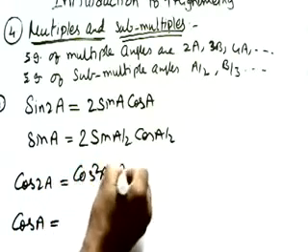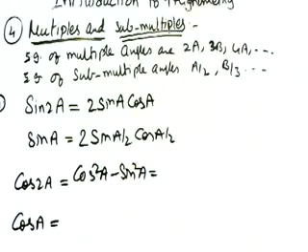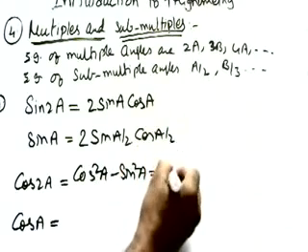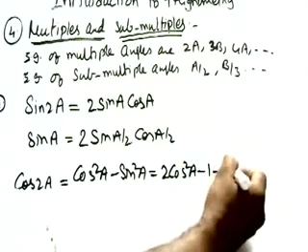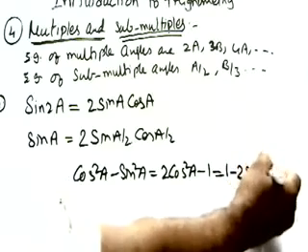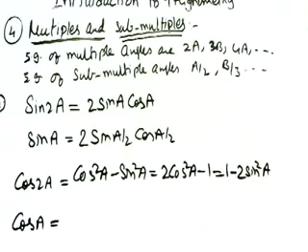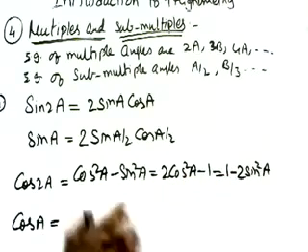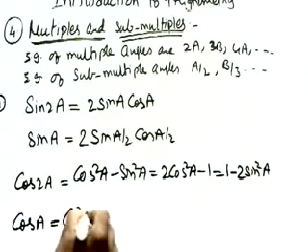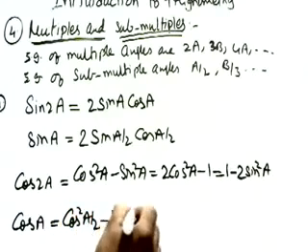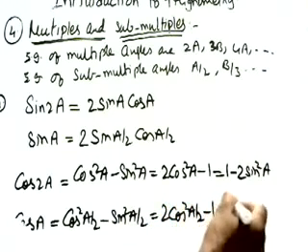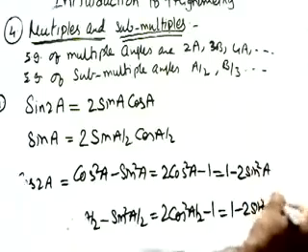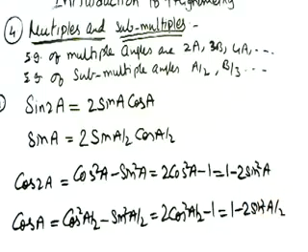Similarly, for cos 2A, we are having 3 formulas: cos square A minus sin square A. Sometimes we have to change only in terms of cos, then we use 2 cos square A minus 1. Sometimes we have to change only in sine, then we use 1 minus 2 sin square A. So these are the formulas of cos 2A. In the same way, if we have A here, it will be A by 2: cos square(A by 2) minus sin square(A by 2), 2 cos square(A by 2) minus 1, and 1 minus 2 sin square(A by 2).